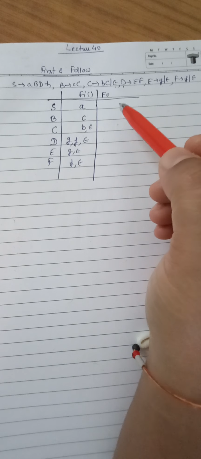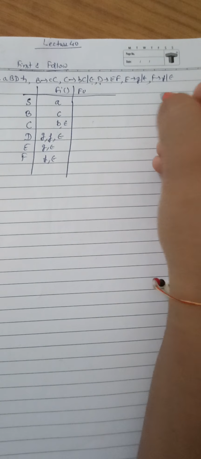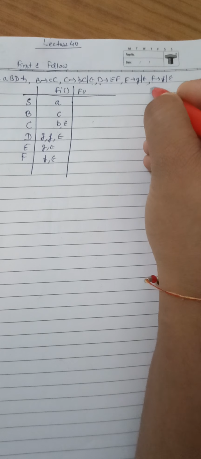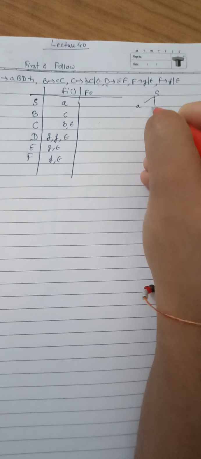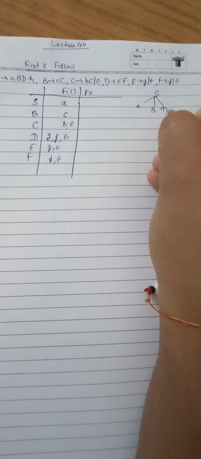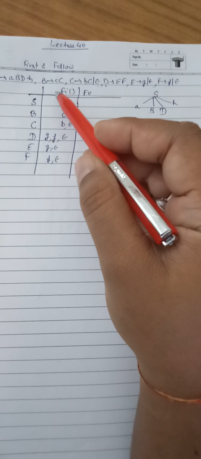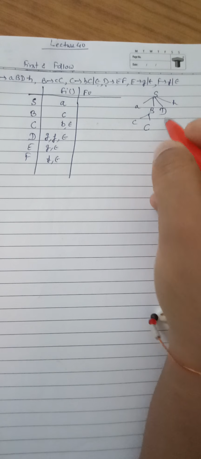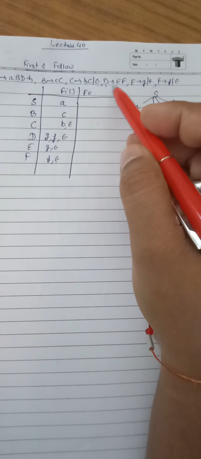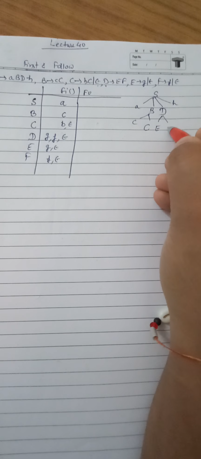Now we will calculate follow. For calculating follow, first we write the grammar in tree form. So what grammar do we have? S tends to A, B, D, H, so we will write A, B, D and H. B tends to C, so we will write capital C. And D tends to EF, so we will write E and F.